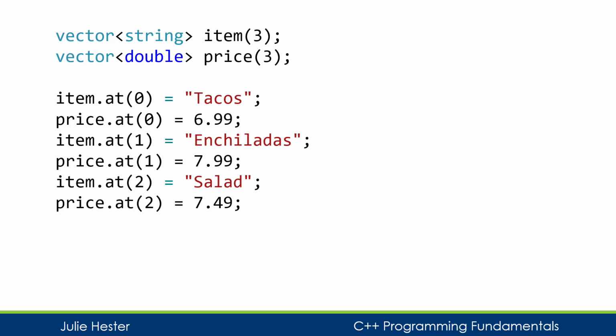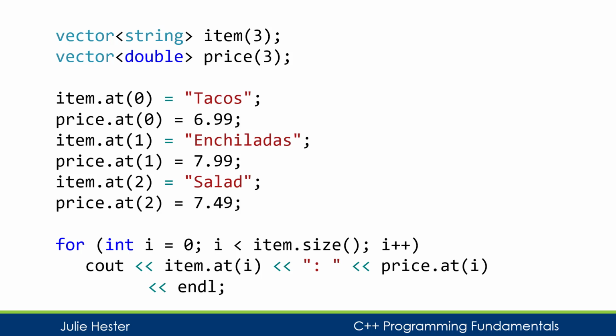I can add 2 more things to each vector, again by using the same subscript with each vector to store the related items. So I've added enchiladas and $7.99 as the second element, and for the third element in the vectors, I have salad and $7.49.